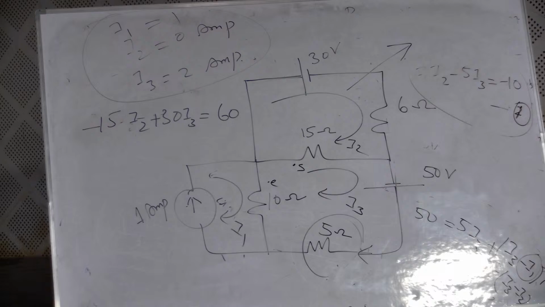Therefore, the current through 5 ohms is I3. I3 is equal to I5 ohms, which is equal to 2 amperes. This is the current flowing through the branch.